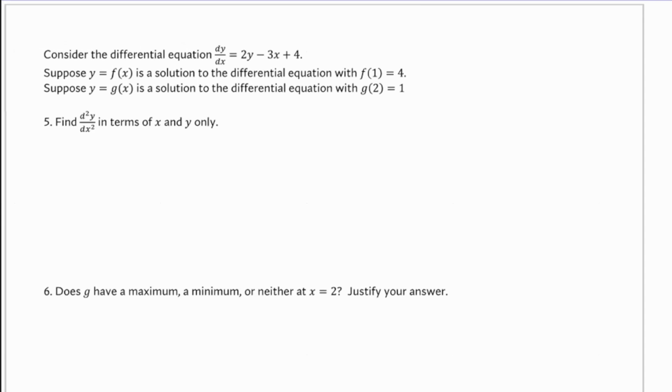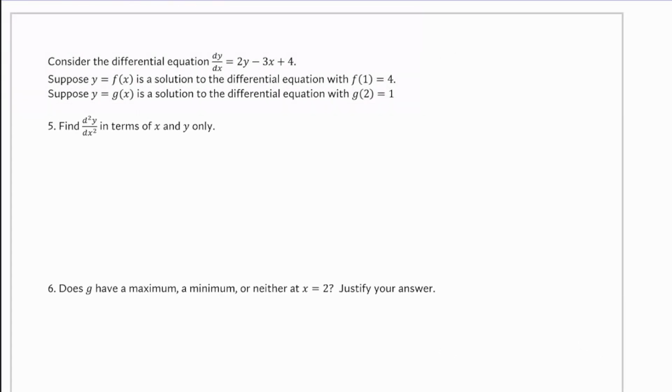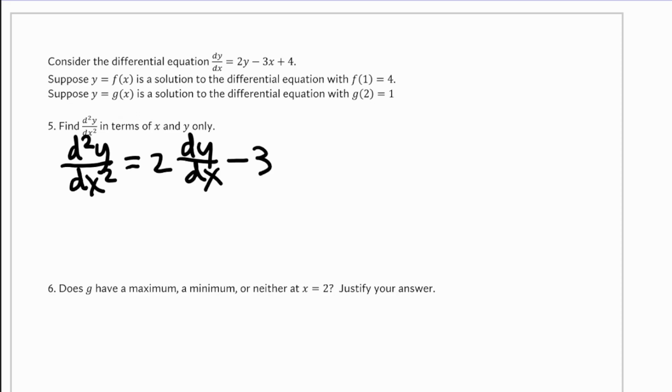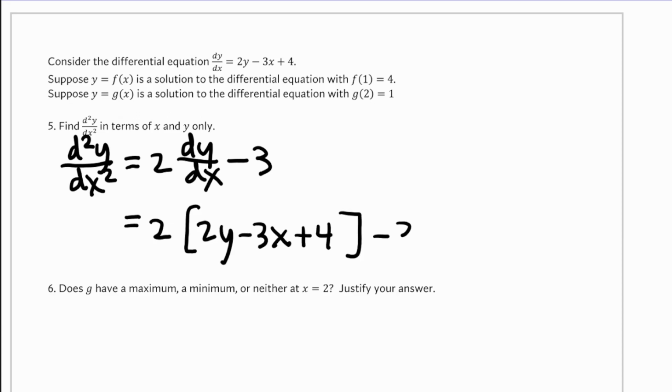Alright, on the back we've got a differential equation and two solutions. So we're going to start by finding the second derivative in terms of x and y only. We take the derivative of the equation they gave us with respect to x. So the second derivative of y with respect to x is the derivative of 2y, which will be 2 dy dx, minus the derivative of 3x plus the derivative of 4. And I'll need to get rid of the dy dx to make it in terms of x and y only, so it's 2 times, I've got a formula for dy dx, 2y minus 3x plus 4, minus 3.